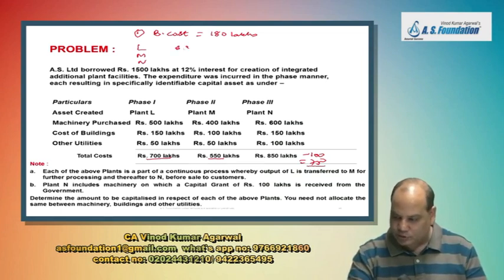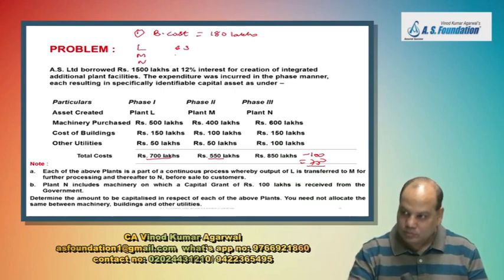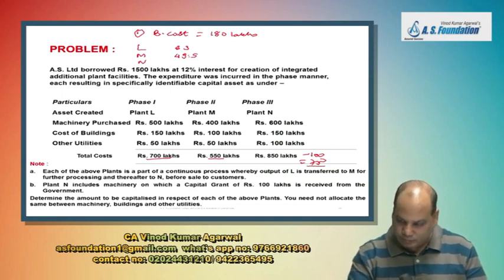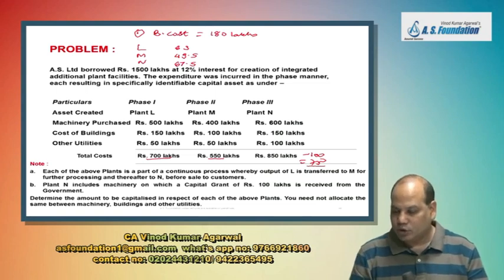63 lakh will be a portion to L. Then 550 divided by 2000 into 180. 49.5 will be a portion to M. 750 divided by 2000 into 180. 76 or 67? 67.5. This way the borrowing cost will be capitalized here.